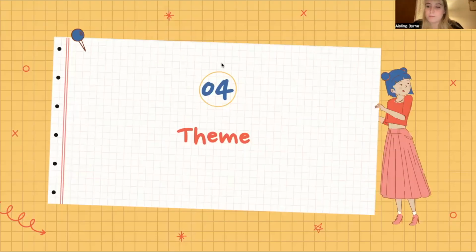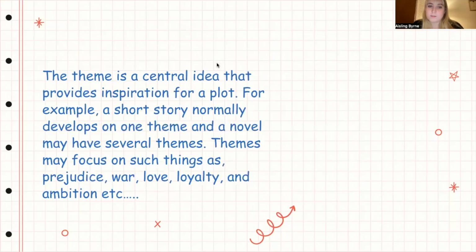And then we've got theme. Okay, so the theme is a central idea that provides inspiration for a plot. For example, a short story normally develops on one central theme, where a novel could have many. It could have so many themes in a novel. Themes may focus on things such as prejudice, war, love, loyalty, ambition. There's far more, so there's an etc. there.